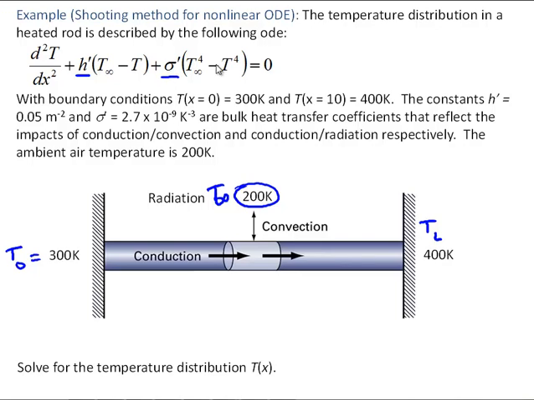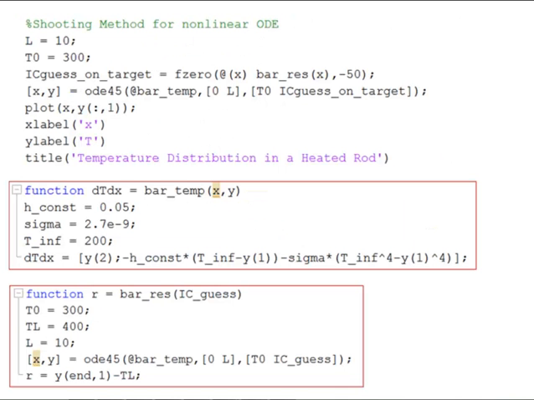So what we're going to do is use this differential equation to solve for the temperature distribution T of x. So here is the Matlab code to solve this problem using the shooting method. And we actually need 3 M files to make this work.